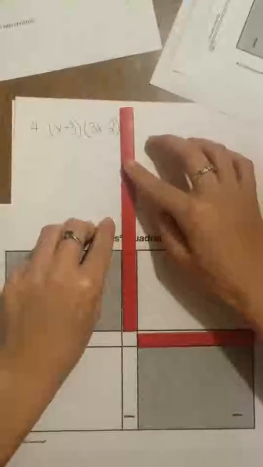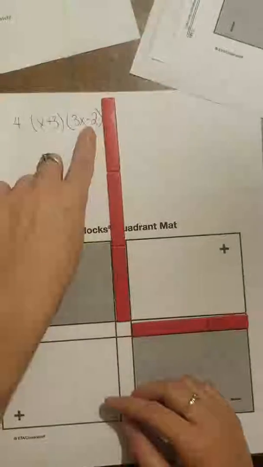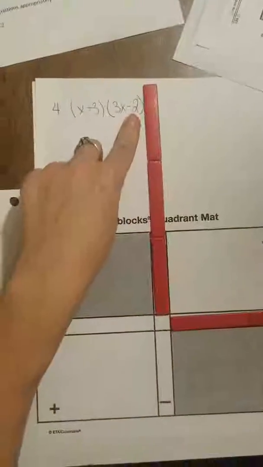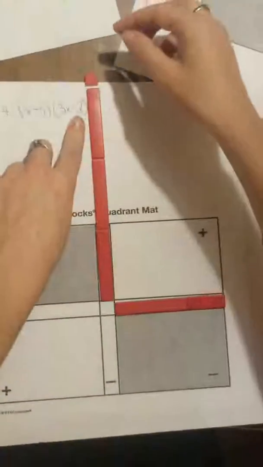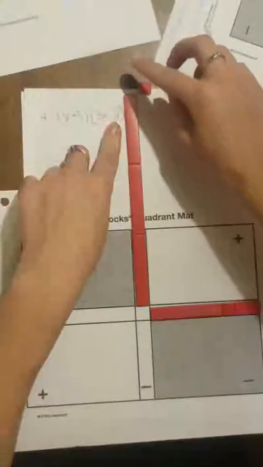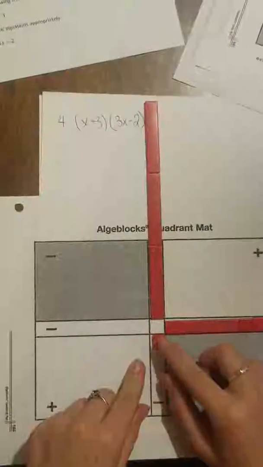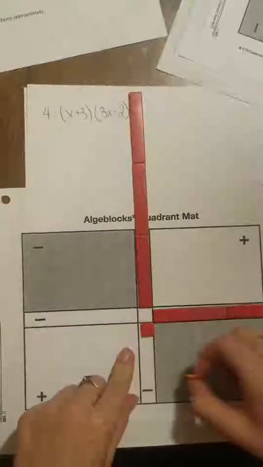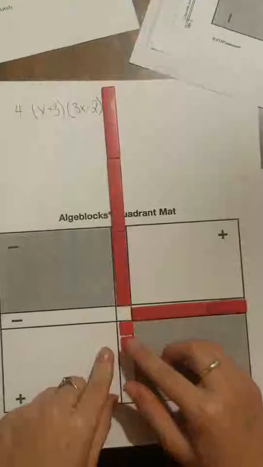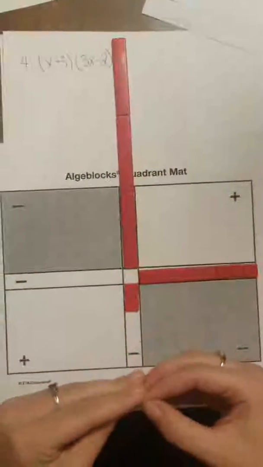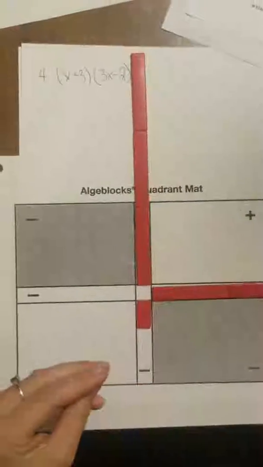It's kind of over. And then it says subtract 2. So does it go up here? No, because that's positive. So it has to go this way. And it's 2 of them. Goes this way. Okay?